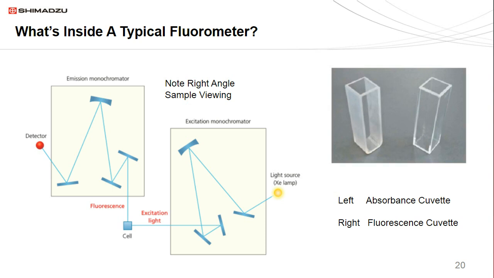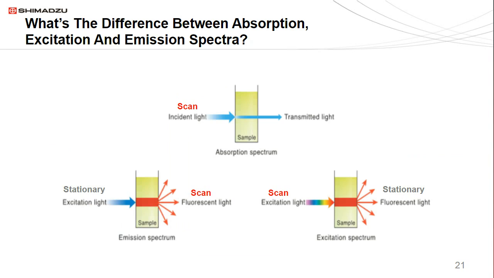Note the cuvettes depicted on the right. An absorbance cuvette is typically clear on only two sides, with the other two sides frosted for you to put your fingers on to put it in the cuvette holder. But a fluorescence cuvette, because the fluorescence measurement is made at a right angle to the excitation, is clear on all four sides. So how does the instrument actually scan excitation and emission spectra?